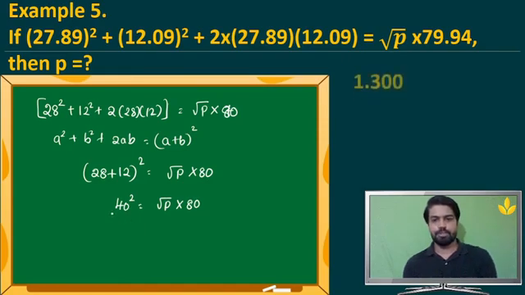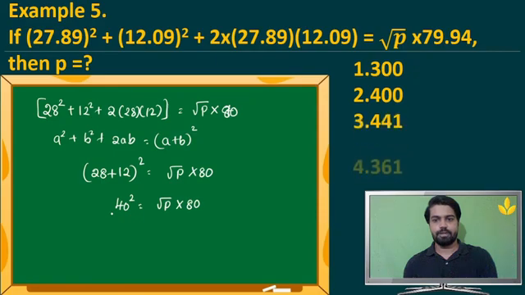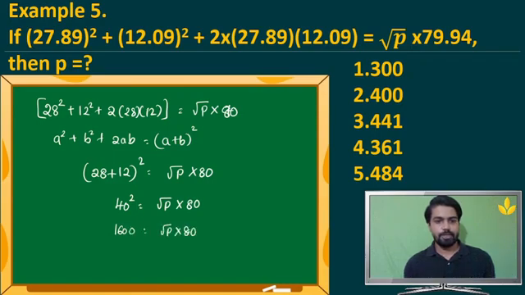Let's see the options. Options are not given, right? Now you can see the options. So now you can take it as 40 square. You can go for squaring it first. 1600 is equal to root p into 80, and you can divide this. We have 8 twenties, so root p is actually 20. Then what is p? p is going to be 20 square, which is 400.